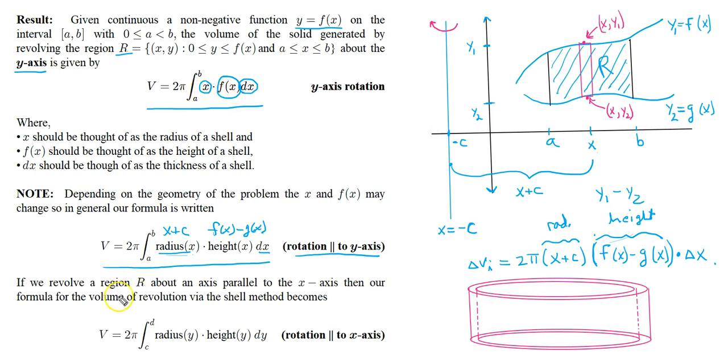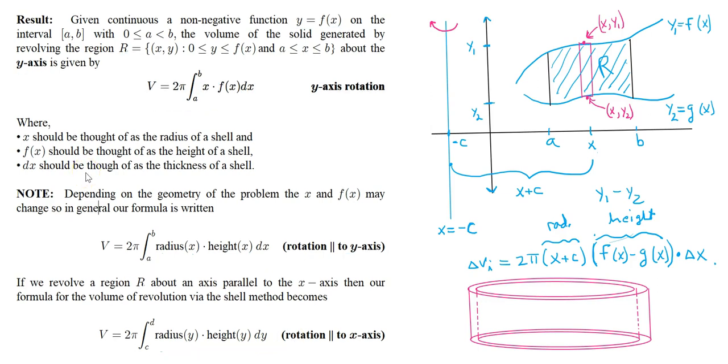And that's how these terms here can change depending on the axis of rotation and how the region R is defined. Now if you revolve a region R around an axis parallel to the x-axis, well then this formula remains basically the same, except everything becomes a function of y now. So the radius becomes a radius as a function of y, the height becomes a height as a function of y, and then you're integrating with respect to y instead of x. And your limits of integration would be c to d, and then you multiply by 2 pi, of course. So this is for rotation around a line or axis parallel to the x-axis.